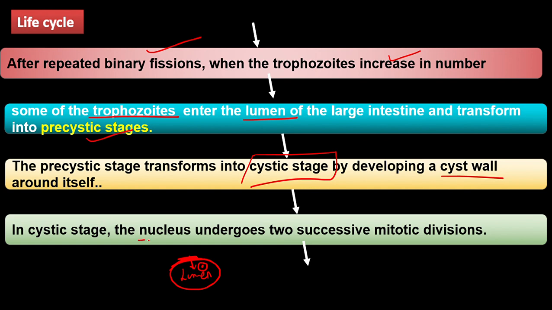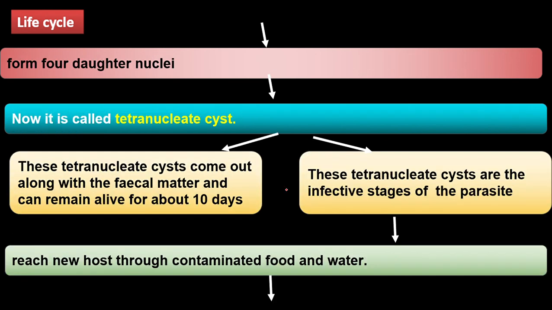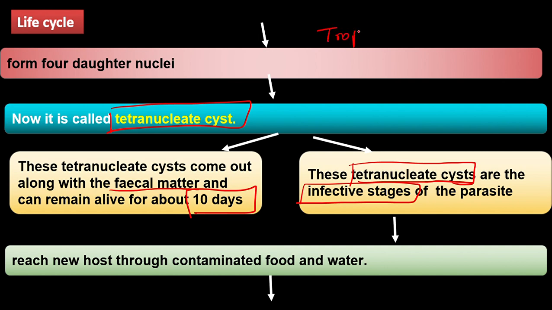Now in the cystic stage, as we studied earlier, the nucleus will undergo two mitotic divisions in order to form the tetranucleate cyst, right? Now these tetranucleate cysts are the infective stage. These tetranucleate cysts come out along with the fecal matter and remain alive for 10 days. These are the ones that enter our body as the infective agent, right? Now these tetranucleate cysts enter our body. Mind it, class, the trophozoite is not entering our body. We start with the trophozoite just because we studied the stages that way, right?